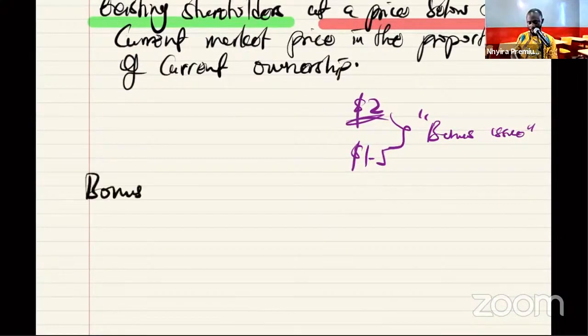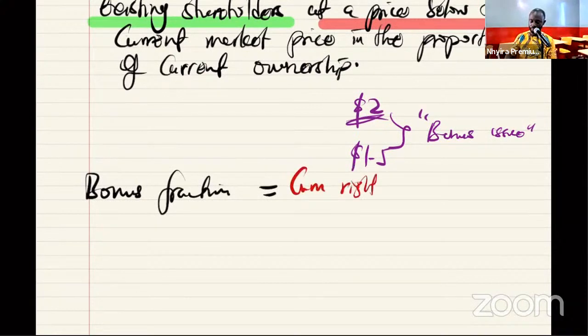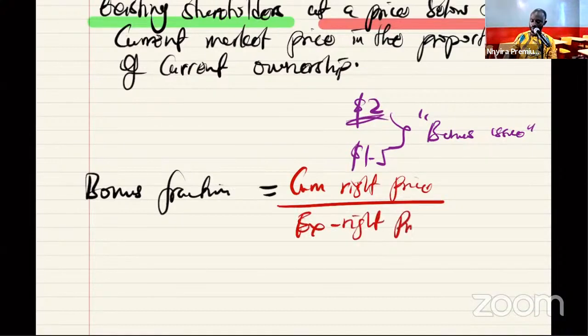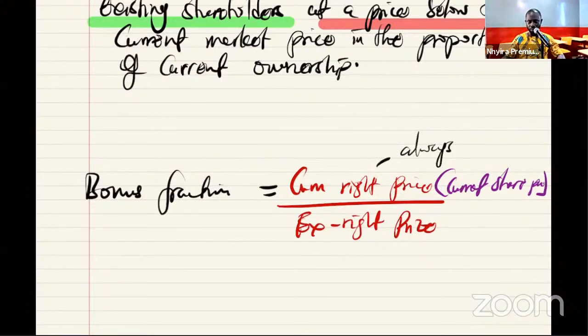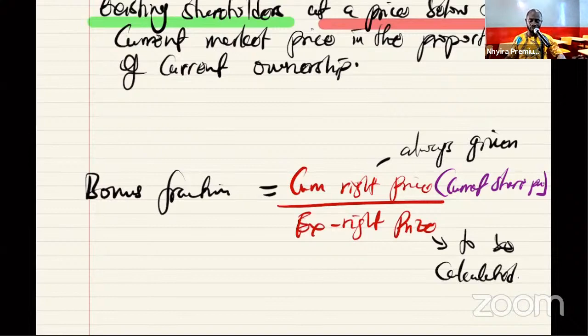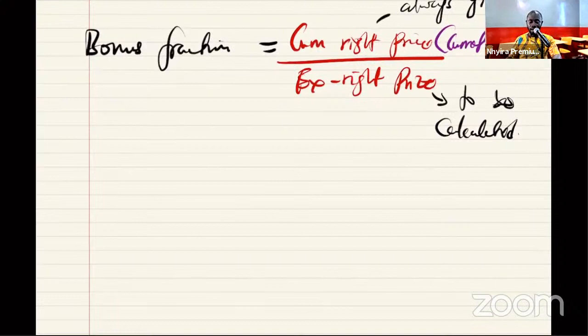So under the rights issue, the bonus fraction is equal to the cum rights price divided by the ex-rights price. Now, the cum rights price is just like the current share price. The cum rights price will always be given to you in the question, because the share price just before the rights issue will always be given to us. But the theoretical ex-rights price has to be calculated. You need to calculate that yourself. That is how we compute the bonus fraction under a rights issue.